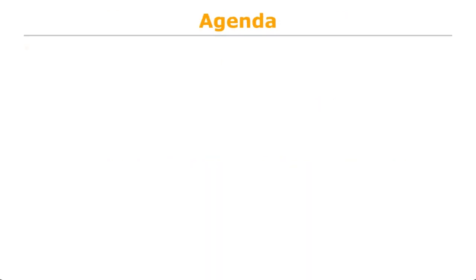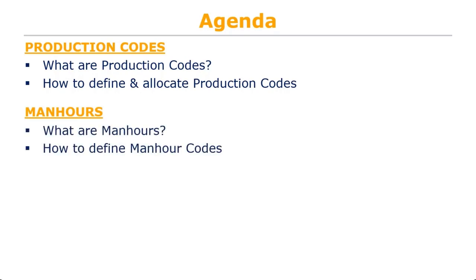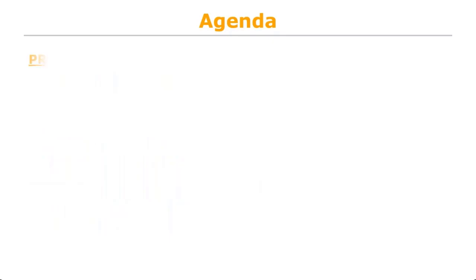Let's have a look at the topics for today's webinar. Production codes. What are production codes? How to define and allocate production codes. Man hours. What are man hours? How to define man hour codes. And lastly, reports. Production codes reports as well as man hour reports. Production codes will be the first focus for now.